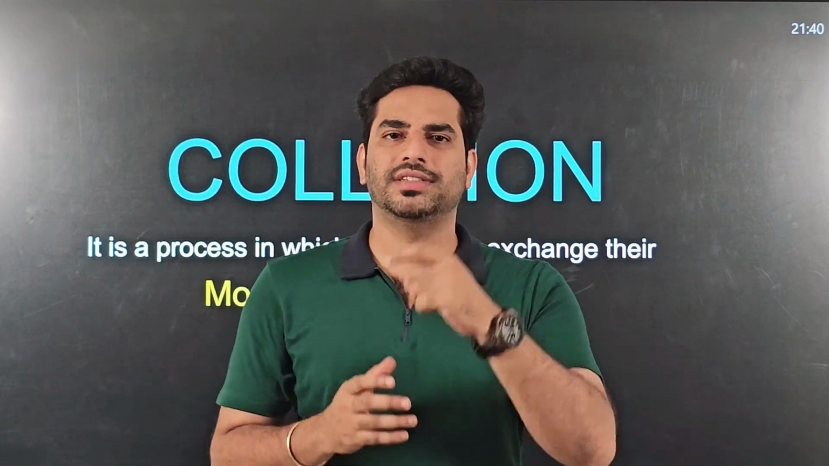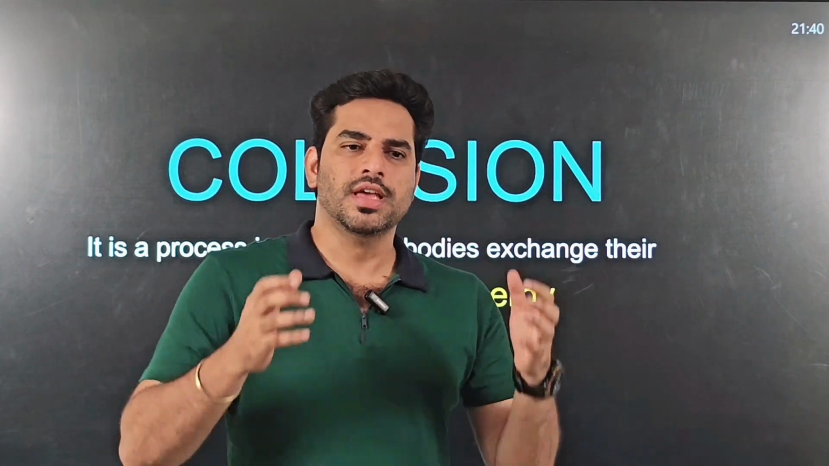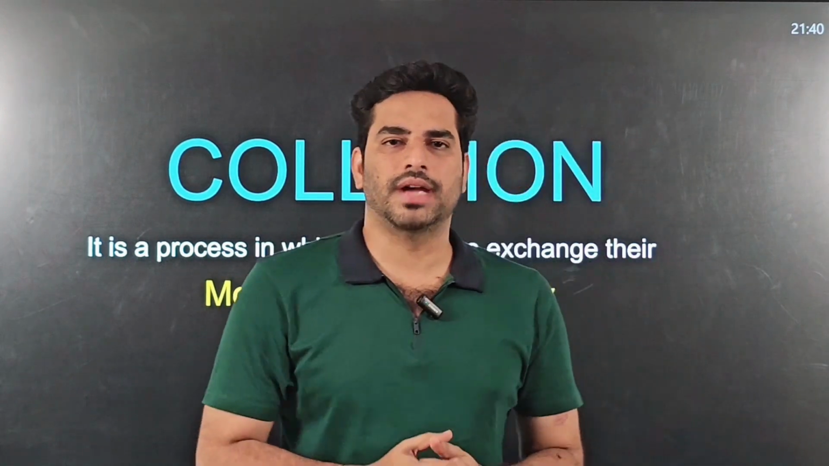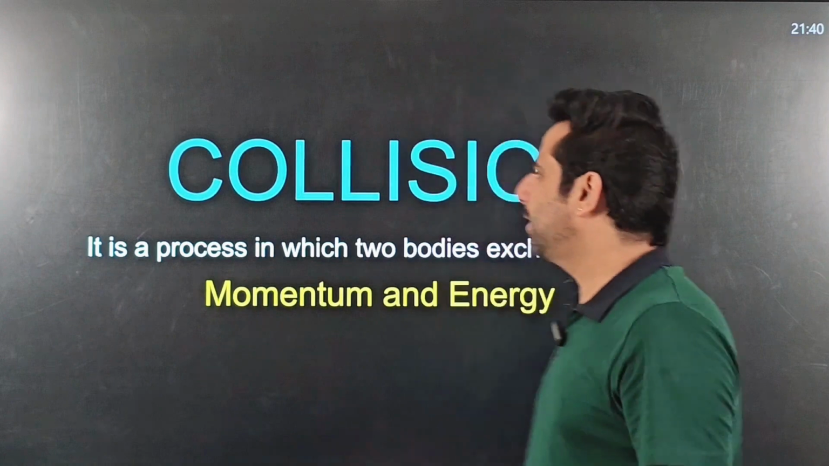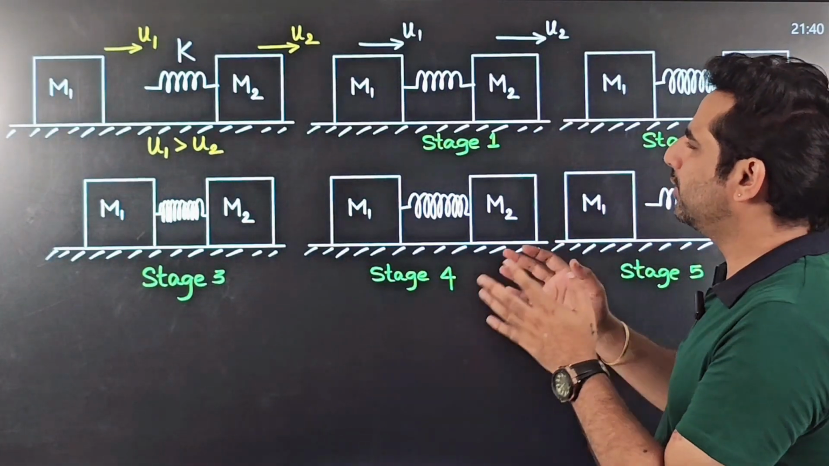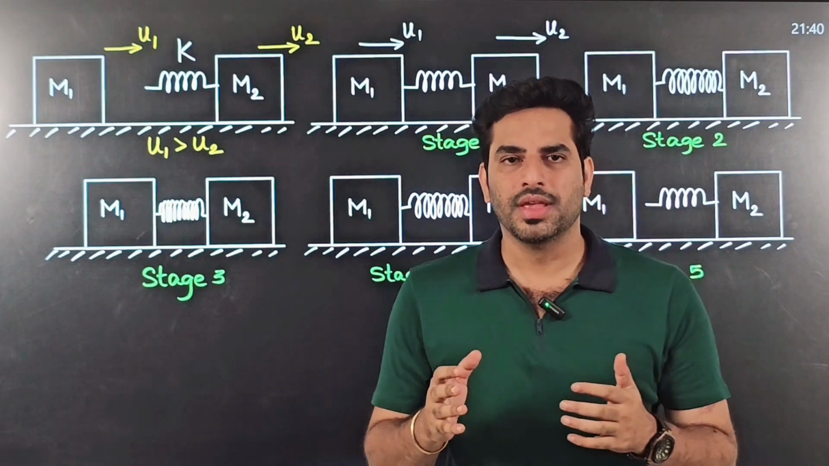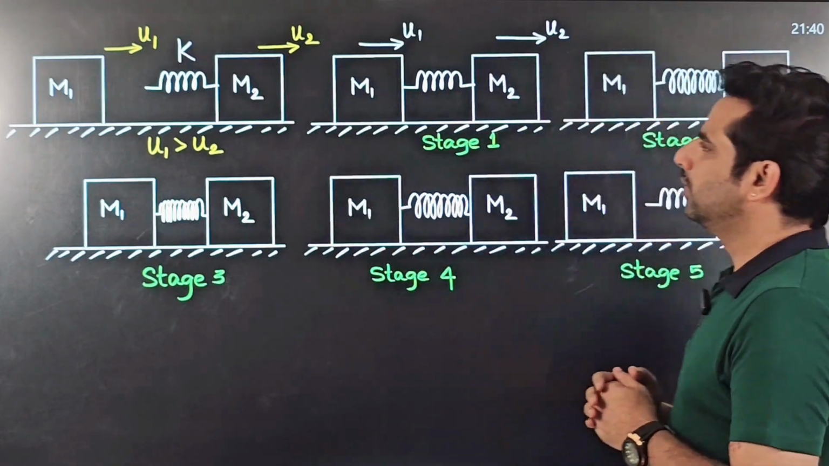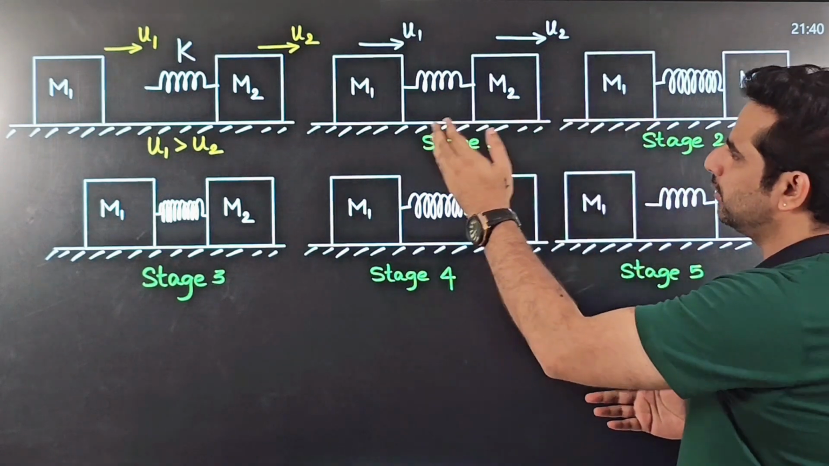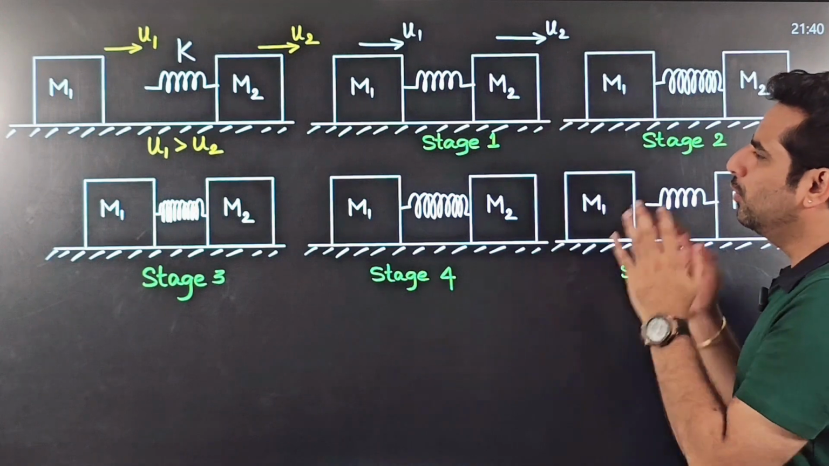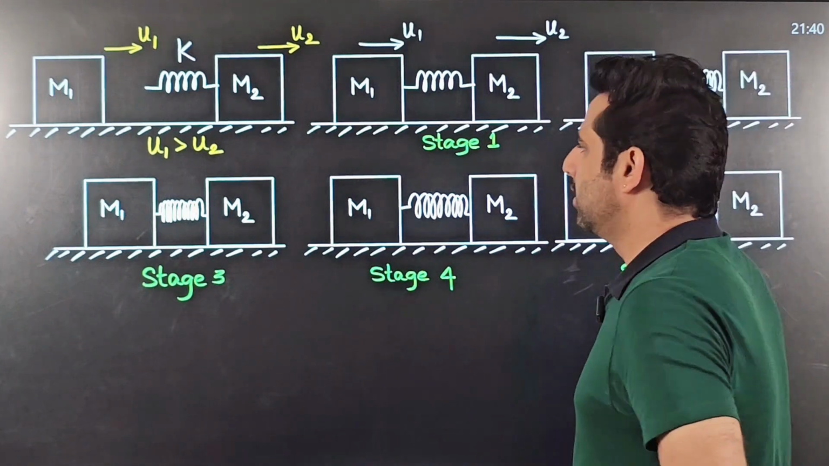I am going to give you one such example where two bodies do not touch each other, yet they manage to exchange their momentum and energy. Let us dive into the example. Take two bodies M1 and M2 on a smooth horizontal floor. There is no friction. A spring of spring constant K is attached to the block M2. The speed of M1 is U1 and the speed of M2 is U2. As shown in the figure, U1 is greater than U2.